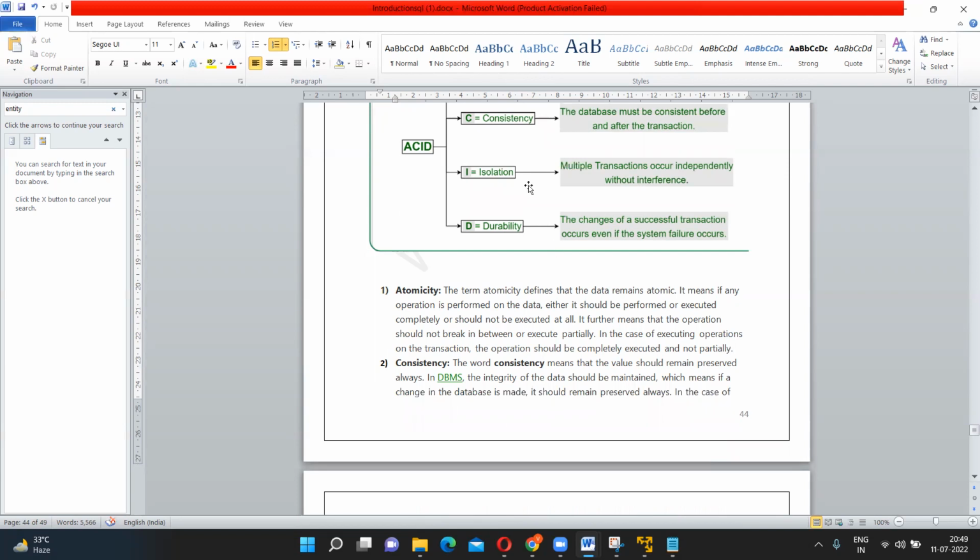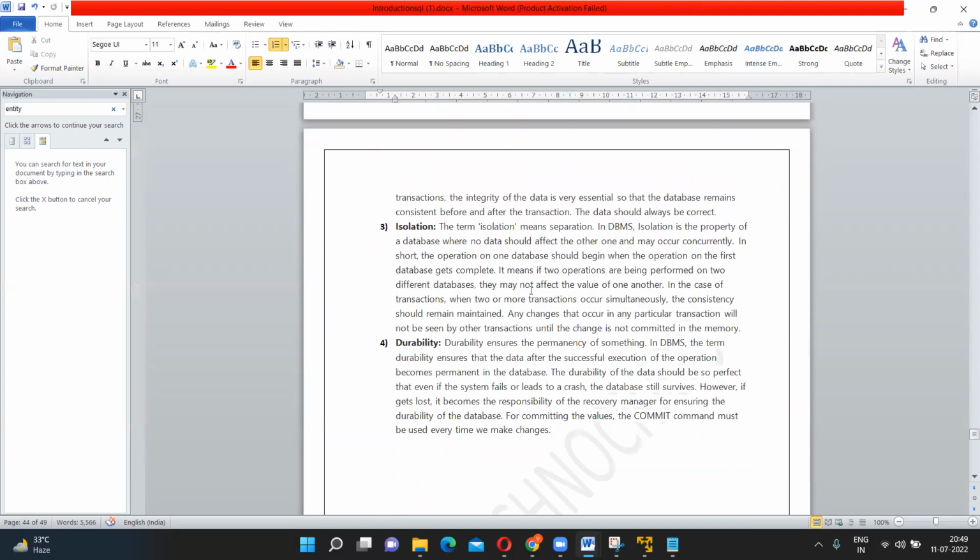Isolation, I told you, suppose two or three queries we execute together. They can be executed, but the output should not interfere with each other. That is called isolation. Durability means, guys, once the changes of a successful transaction occur, even if system failure occurs, that particular output should be there. That is nothing but your durability.